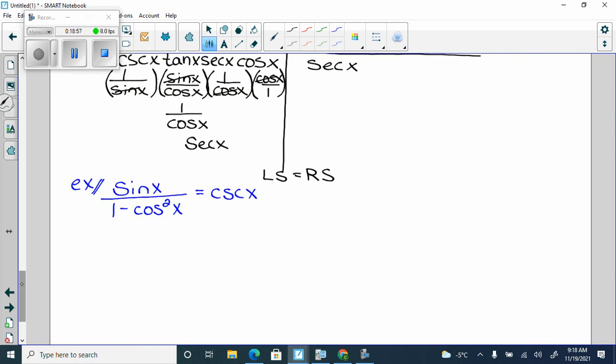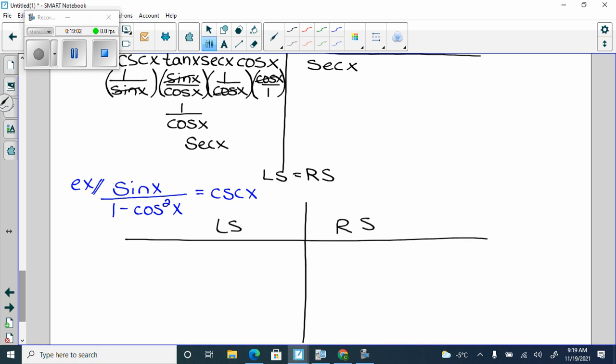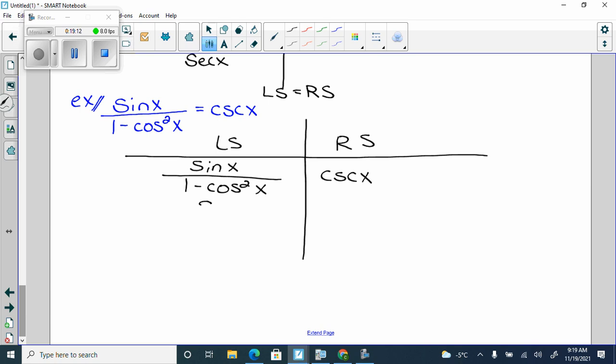So for this one, you're going to have to go LS, RS: sine x over 1 minus cos squared x, and then cosecant x. So you get sine x over sine squared x is cosecant x. I'm so used to doing proofs the other way that I write left. The sine cancels one out, so I'm left with the 1 on the top. And then I can go from here to cosecant. See that?